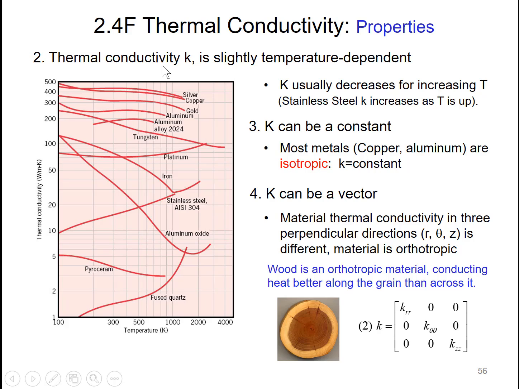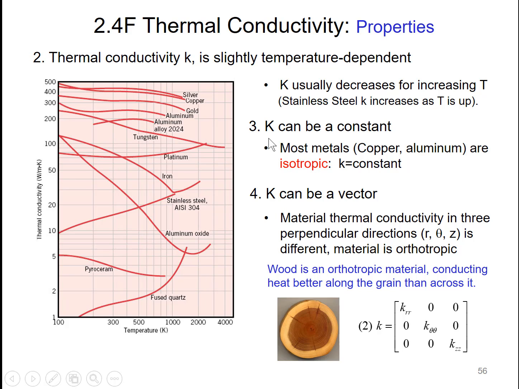Second, thermal conductivity K is slightly temperature dependent. If you look at this diagram of temperature and thermal conductivity for different materials, K mostly decreases with increasing temperature for the range from 100 to 4,000 Kelvin, except a few like stainless steel. K values increase with increased temperature.